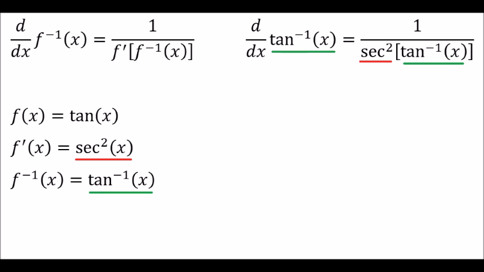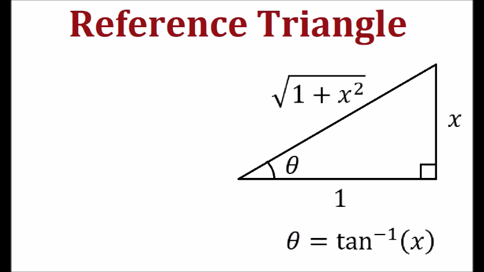How does that apply specifically to the derivative of inverse tangent? Well, we know from calculus that the derivative of tangent x is secant squared of x. That is underlined in red. Now just plug everything into the expression. How do we evaluate secant of inverse tangent? We need a reference triangle for that. Tangent of theta is defined as opposite over adjacent, x over 1, as seen here. By the Pythagorean theorem, the hypotenuse equals the square root of 1 plus x squared.